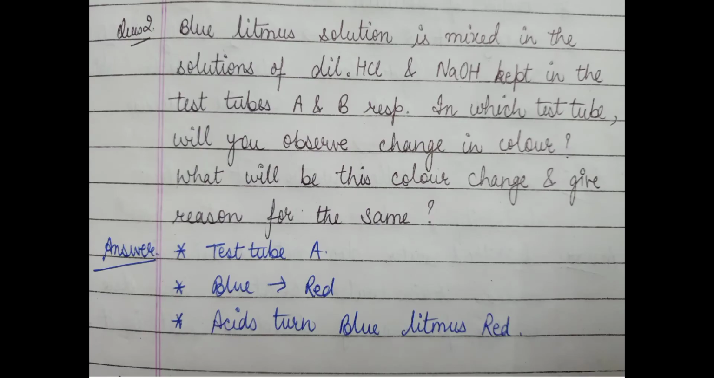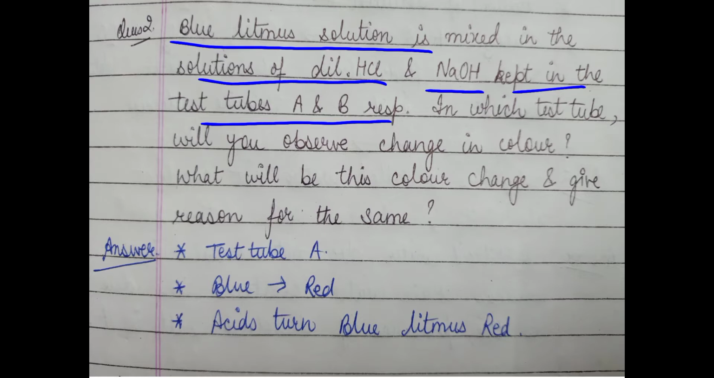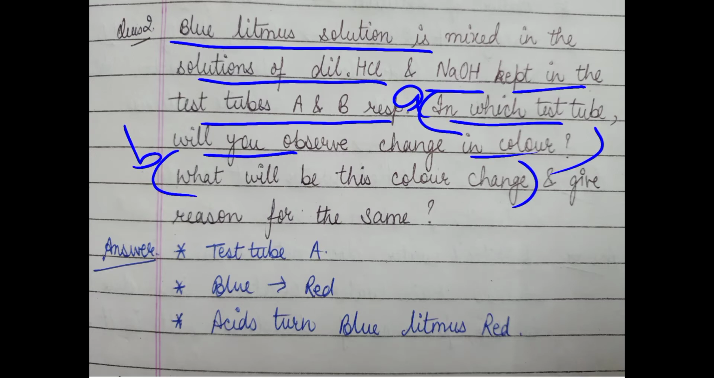Now question number 2 is, blue litmus solution is mixed in the solutions of dilute HCl and sodium hydroxide kept in test tubes A and B. In which test tube will you observe change in color? This is the first part of the question. What will be this color change? This is the B part, and give reason for the same. This is the C part. So there are three parts incorporated in the same question.